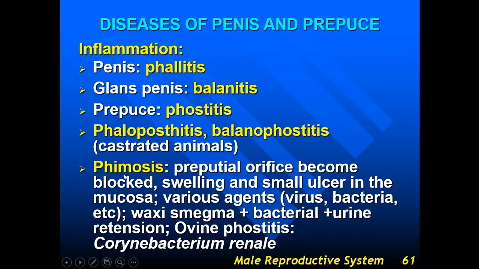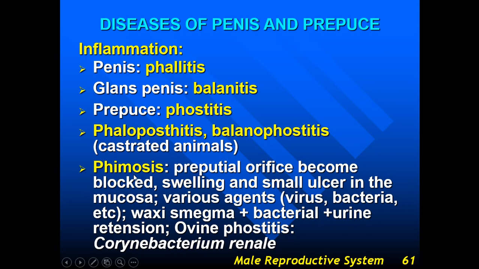Okay, and then there is also phimosis. Phimosis means there is blockage of the preputial orifice. The preputial orifice can be blocked because there is swelling, because of enlargement of the prepuce due to inflammations, due to infections causing inflammations. Usually caused by bacterial inflammation, in some cases also by viral inflammation.